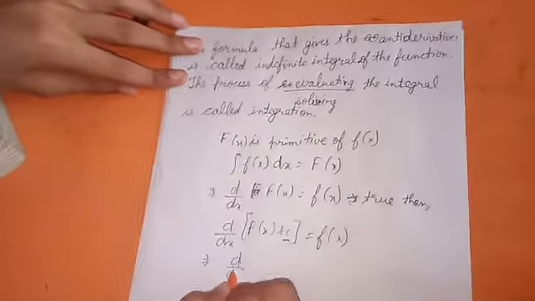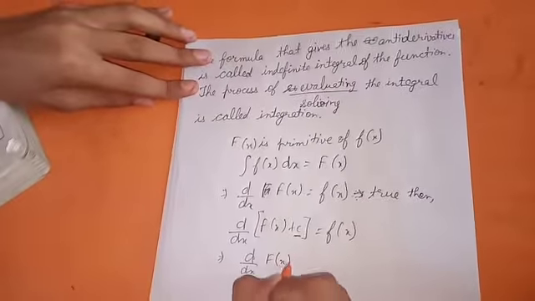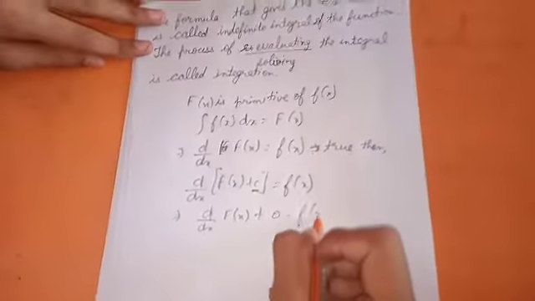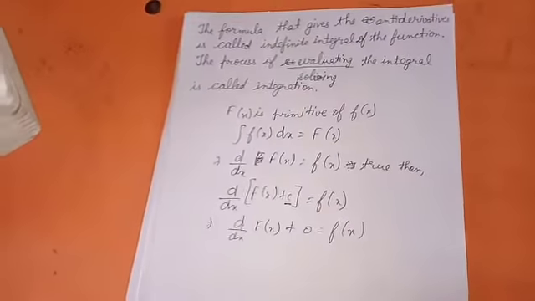Because we know that differentiation of a constant is what? Zero. So at last what we'll get? We will get d by dx of F of x plus 0. That will be equal to f of x, that means it is true.